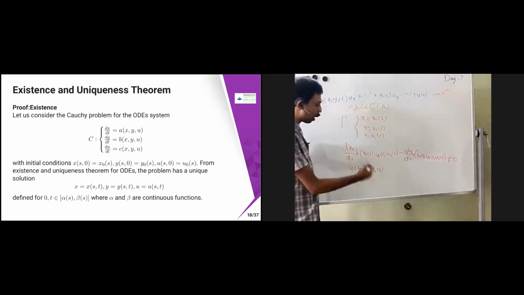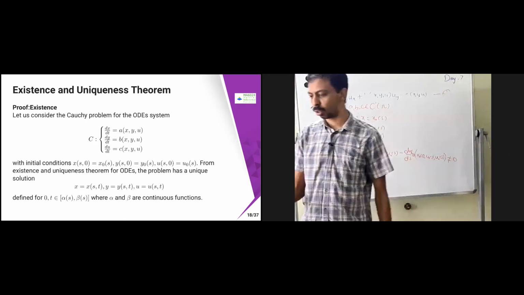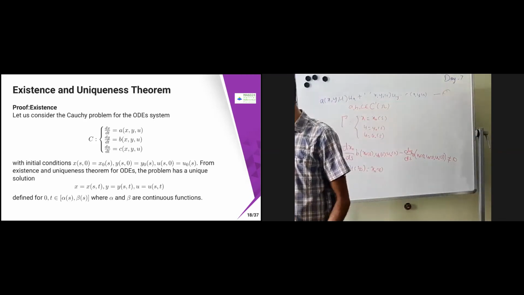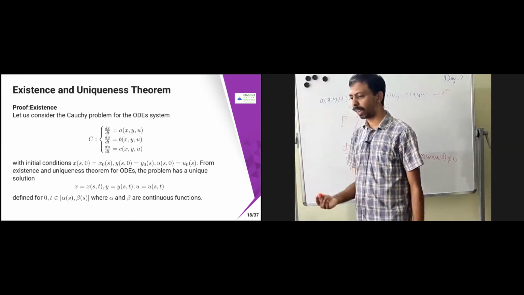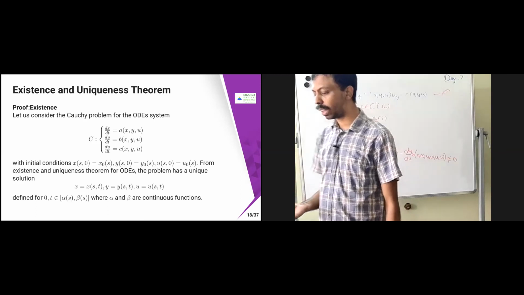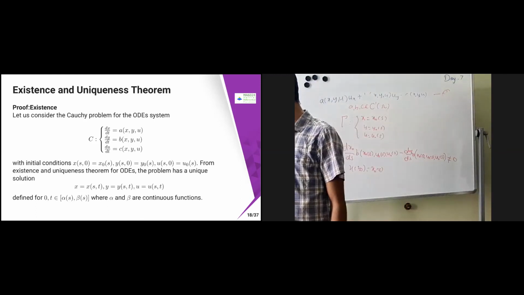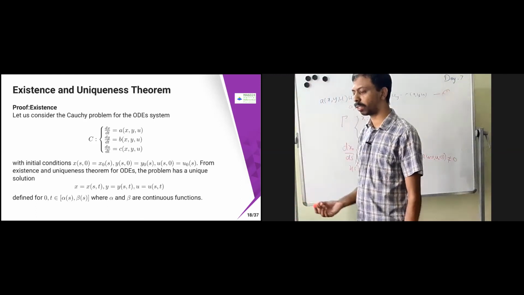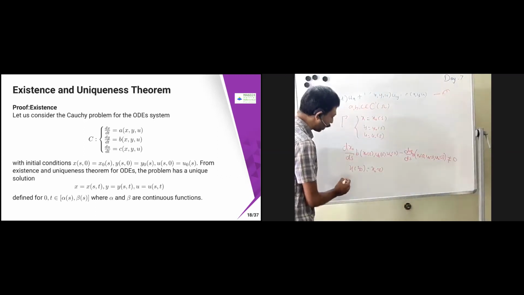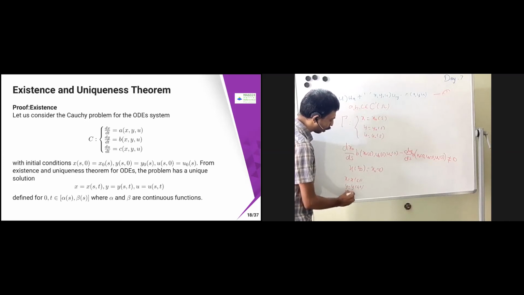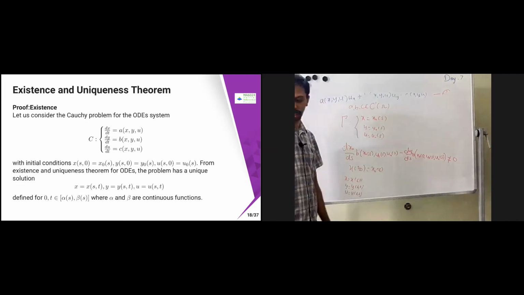Similarly, y of s comma 0 equal to y naught of s, and u of s comma 0 equal to u naught of s. Now this is an ODE, and I have the initial condition. Therefore, by the existence and uniqueness theorem for ODEs, we will get a unique solution: x equal to x of s comma t, y equal to y of s comma t, and u equal to u of s comma t.